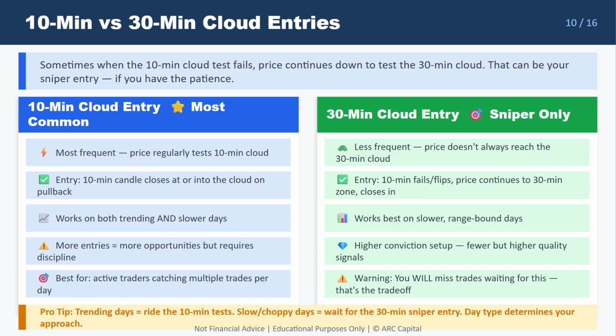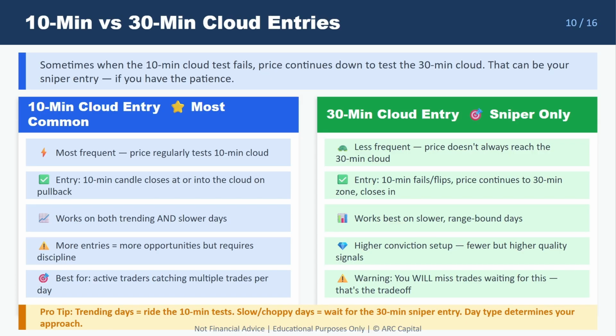Price regularly tests the 10-minute cloud. Your entry: a 10-minute candle closes at or into the cloud on a pullback. Works on both trending and slower days, but works best on trending days. More entries equals more opportunities, but requires proper discipline. And that goes back into our trade management, into the classes that we did.